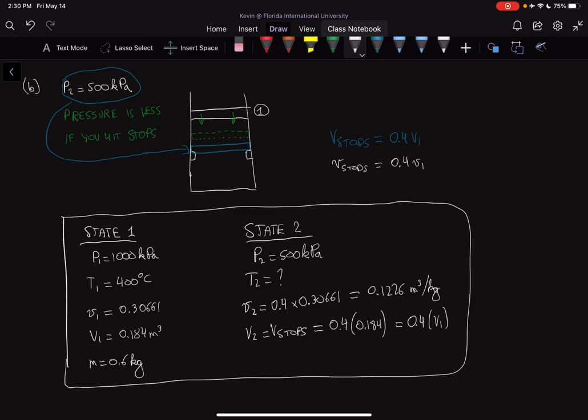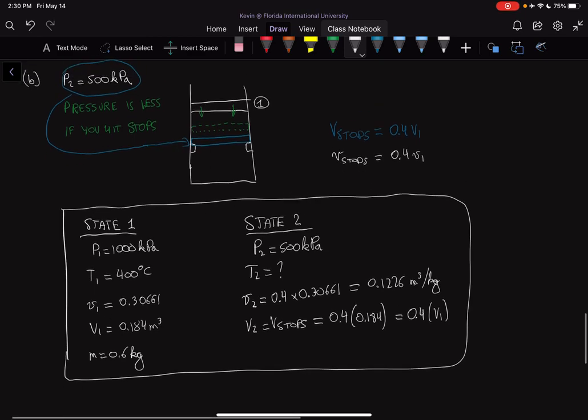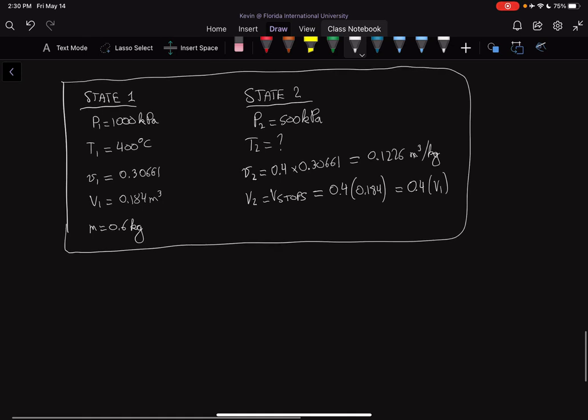The question in part B asks us for the boundary work. So I'm going to go slightly down. It asks us for the boundary work, which is the area under the curve. So it's the integral from 1 to 2 of PdV, which is the area.